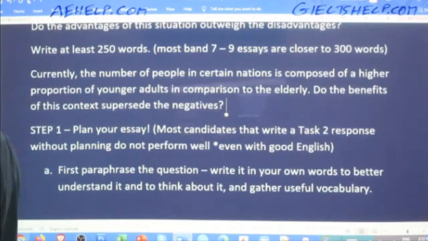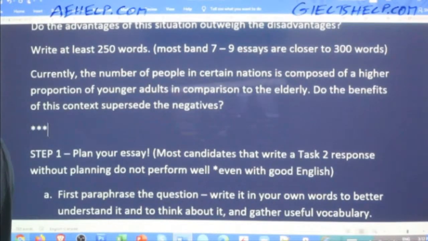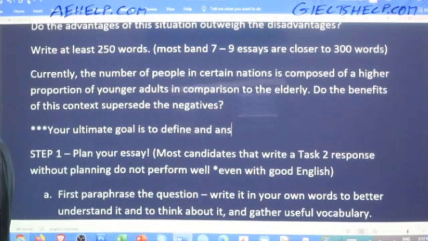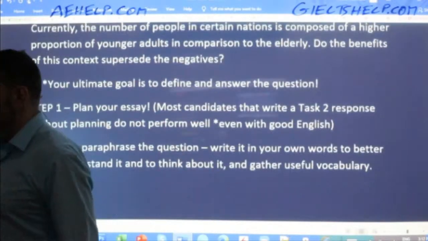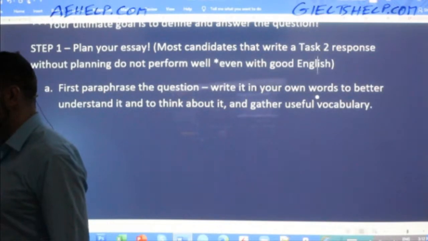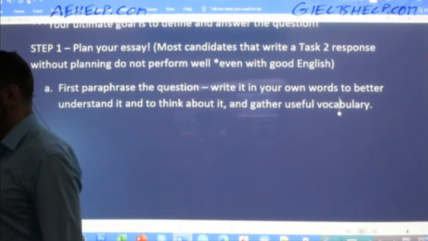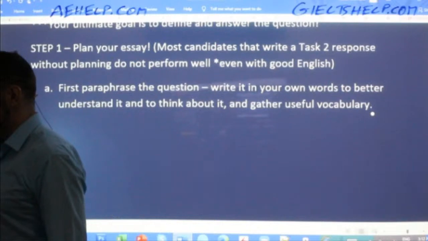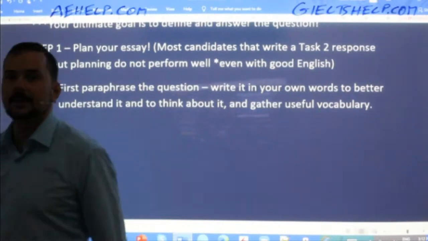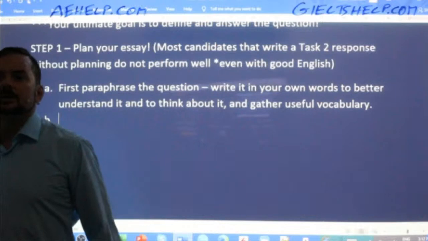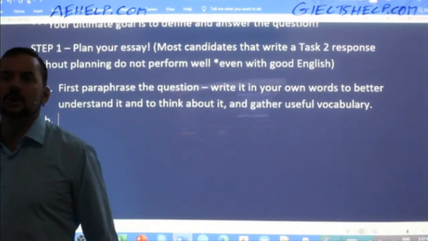So remember, students, your goal isn't just to paraphrase, okay? Your goal is to define and answer the question, okay? Not just to repeat, okay? Paraphrasing is somewhat defining, but if you're just paraphrasing, then you're really just repeating. Okay? All right. So let's take a look at what some of you wrote. I see some answers coming up.